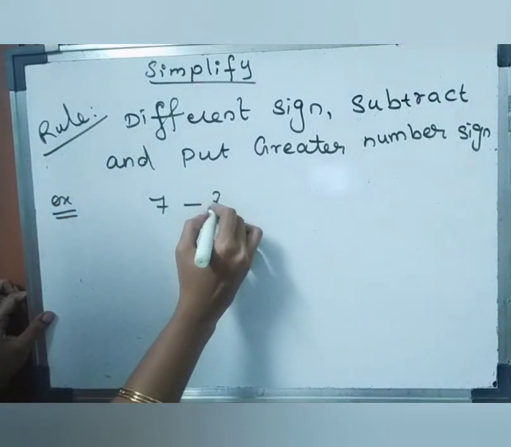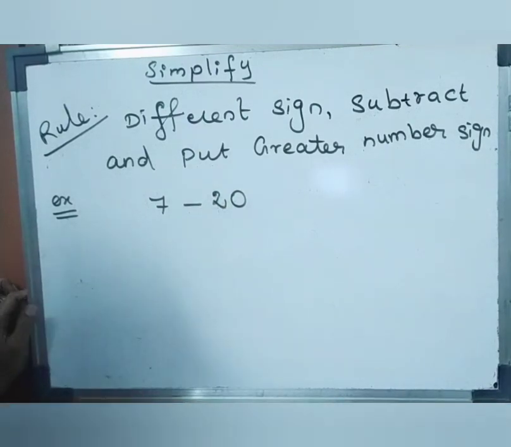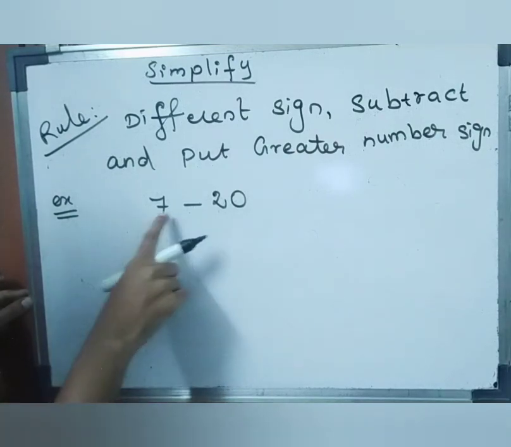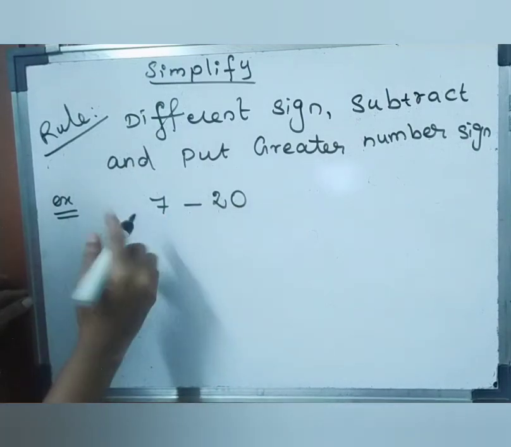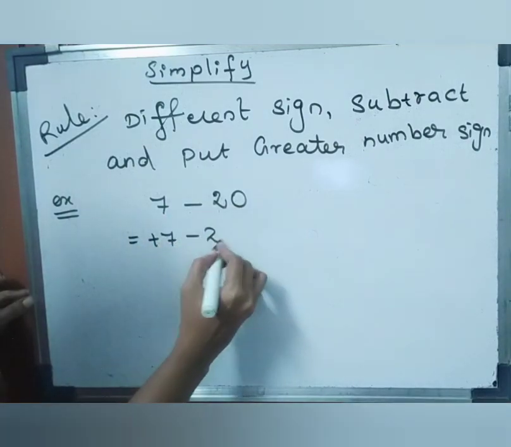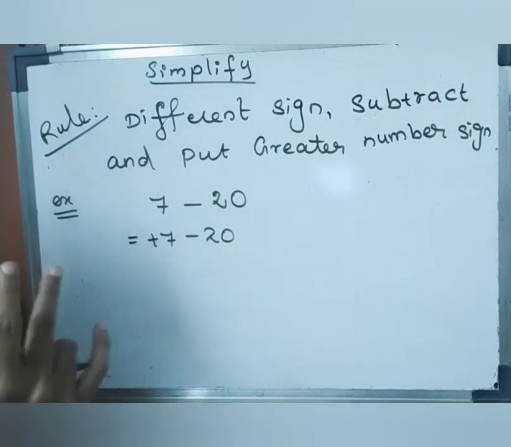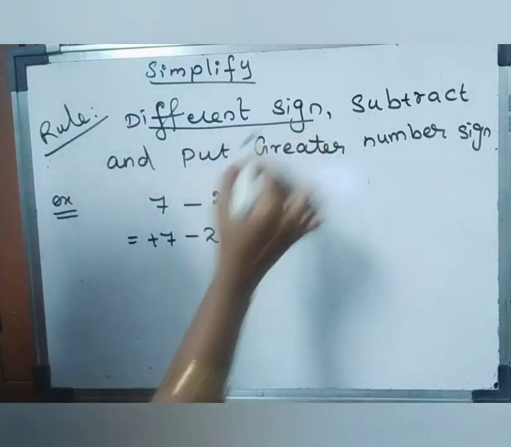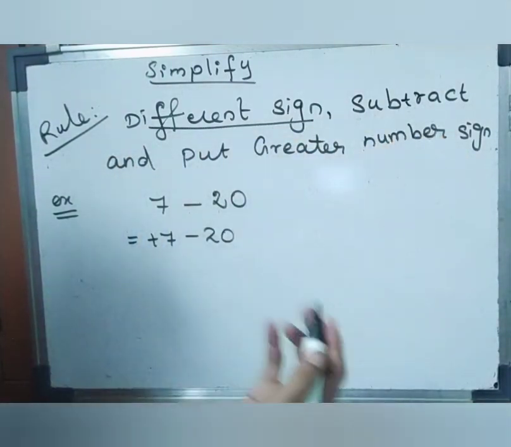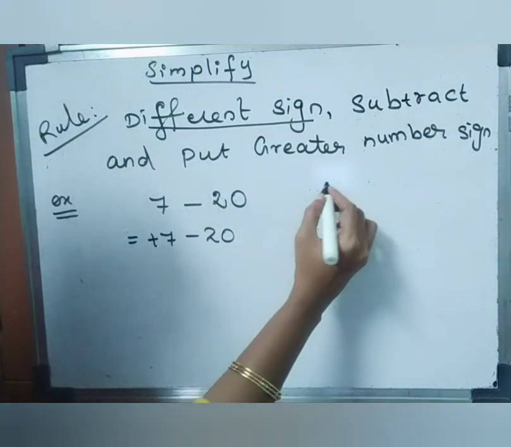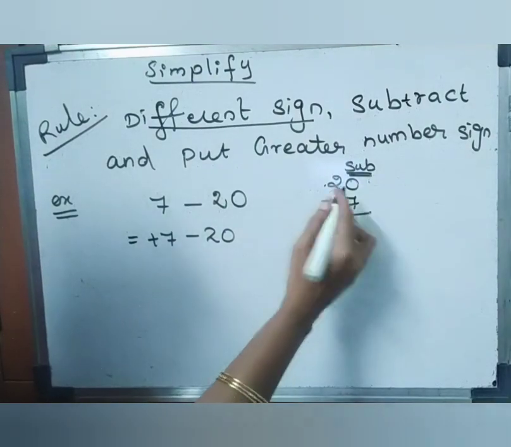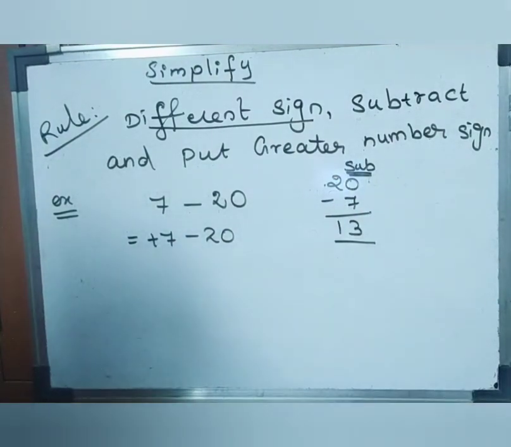7 minus 20. This is the first example. How do I know that they have different signs? See the first integer, there is no sign. If there is no sign, it is a positive integer. Here, minus 20. So one positive integer and one negative integer. So we are having two different types of integers, both positive and negative. So if we are having different signs, take the numbers as natural numbers, ignore the signs. So 20 and 7, subtract. When we subtract, what is the answer? Now 13 is the answer.